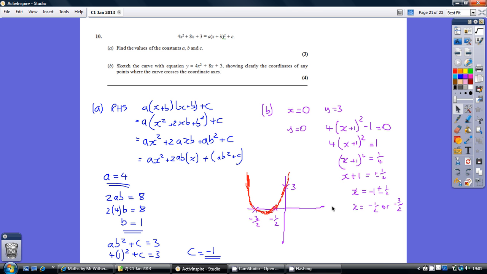So we've basically got it cutting the axis at -1/2 and -3/2, and again at 3. So there are our three places where it cuts the axes. It's a smiley face, so that is our sketched curve.